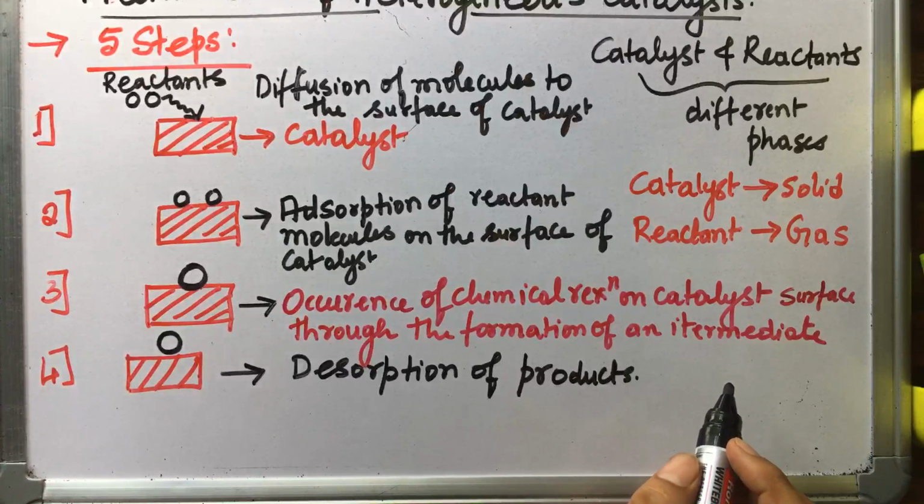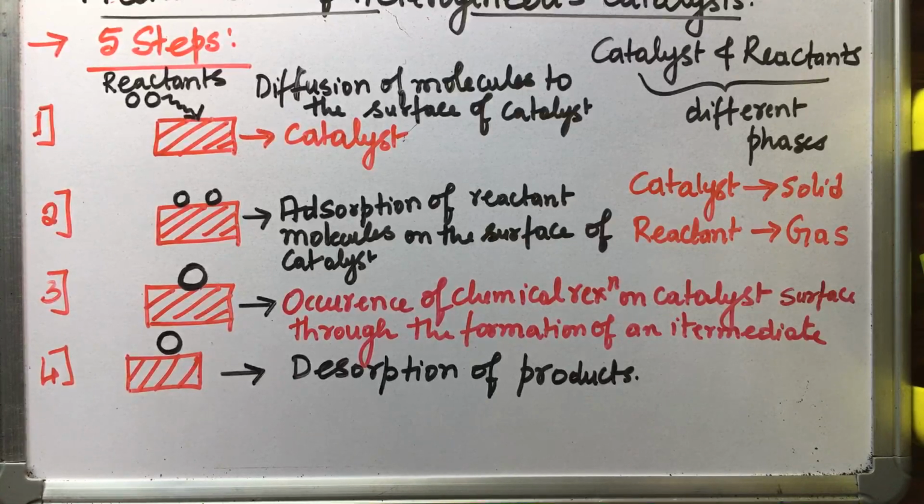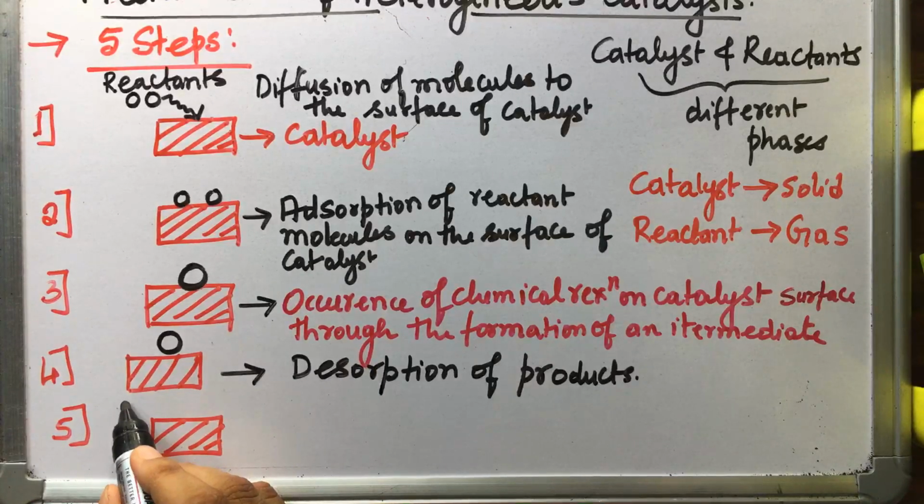Is it clear, students? Once the product is disrupted, then what should happen? Diffusion back. Diffusion back means it is moving away. So let me say that in step number 5, whatever product has been formed has to go away. Let me say that this is moving away, this is going out. The product which has been formed is moving away, so that it is giving scope for the further reaction. Is it clear, students?